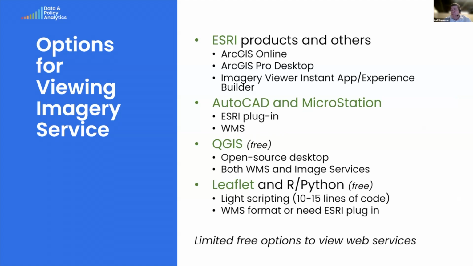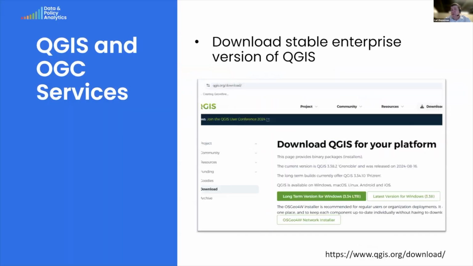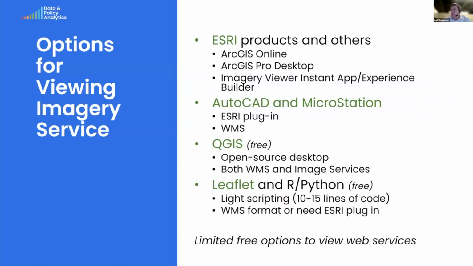QGIS, which is this one, is available for free. It is an enterprise grade geospatial processing software. It is a worthy competitor to ArcGIS Pro if you haven't used it. It can consume both WMSs and the imagery services, the imagery services being from ESRI. The WMS is the open source equivalent.